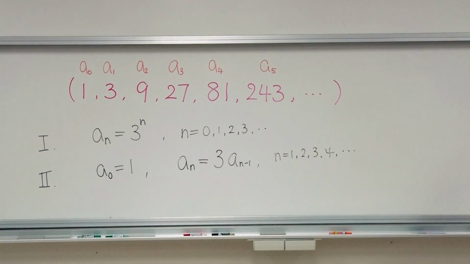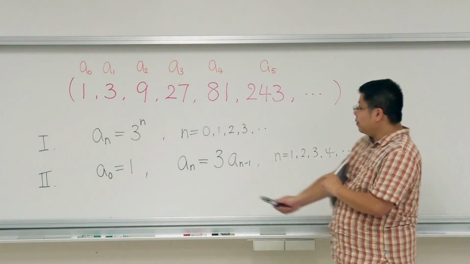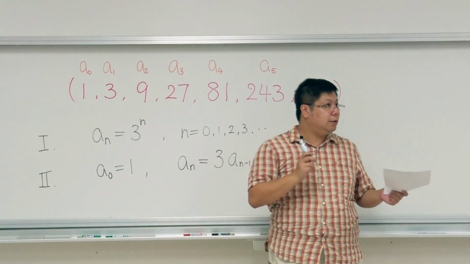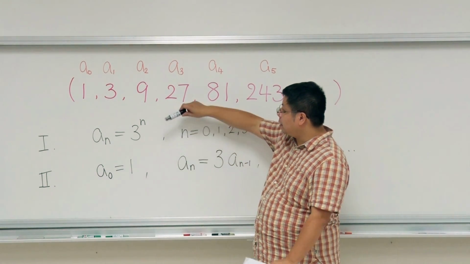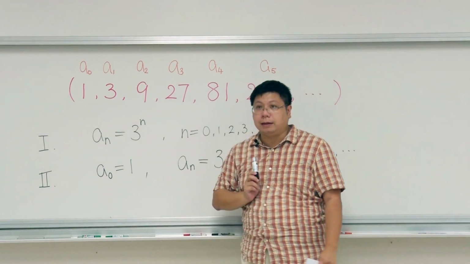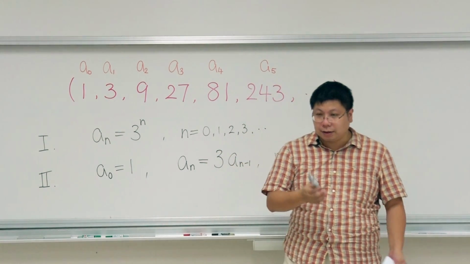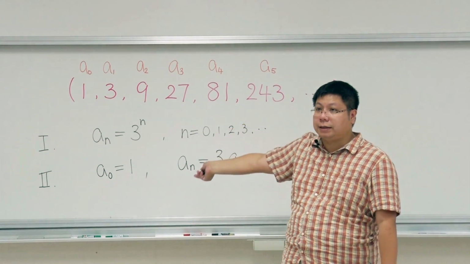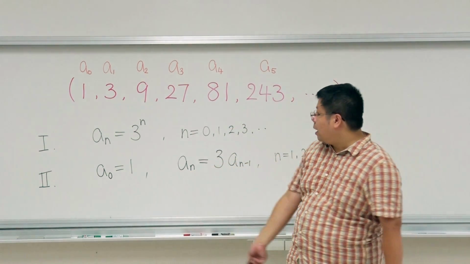Is that okay? So what is the difference between these two things? For method 1, if I know the value of n, then I can quickly and exactly compute the value of A_n. If I have n equal to 7, then I just know that I want 3 to the power 7 and get it done.